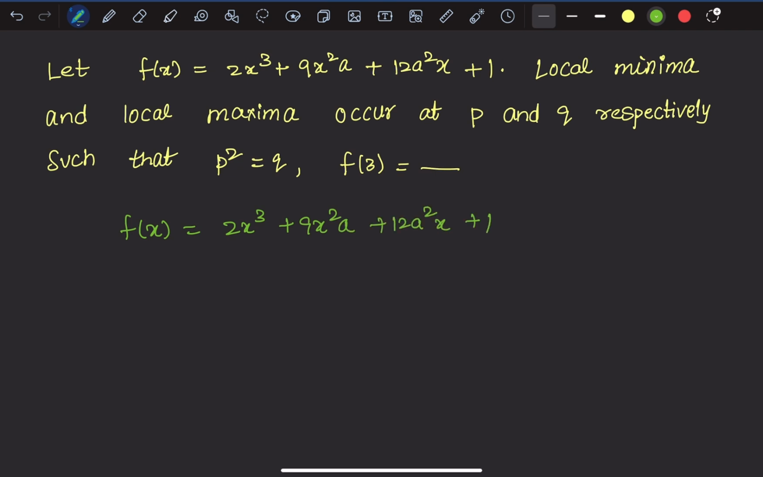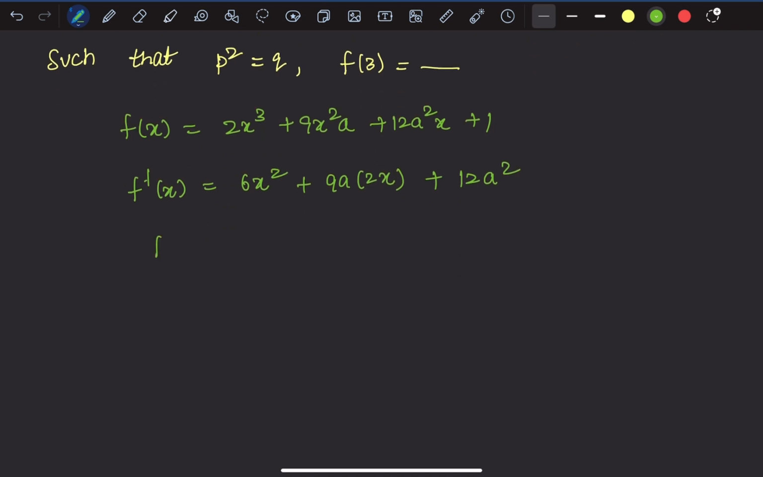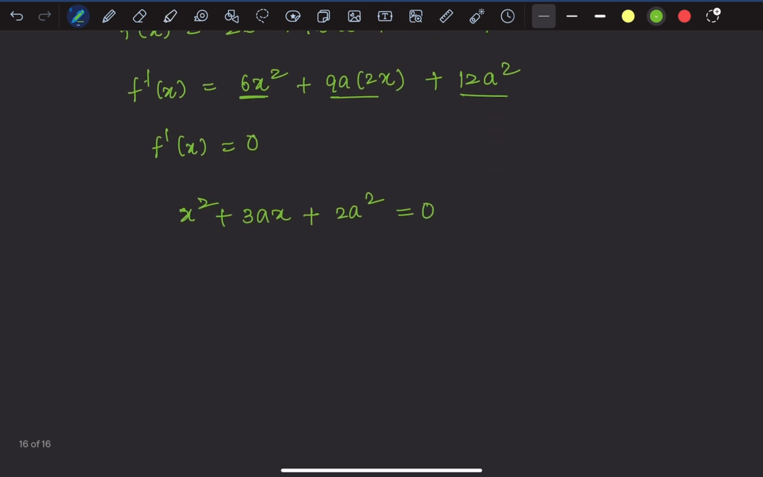To find local minima or local maxima, you have to differentiate this function. f dash of x is 6x square plus 9a multiplied by 2x plus 12a square. Alright, so you have to find the roots of this. Set f dash of x equal to 0. If you take 6 common from every term, you'll get x square plus 3ax plus 2a square is equal to 0.